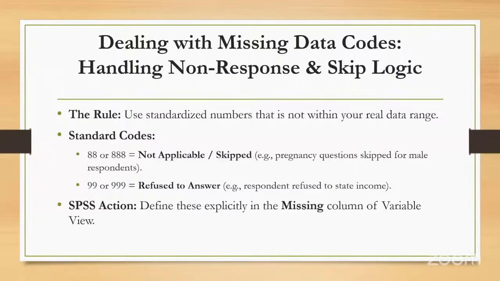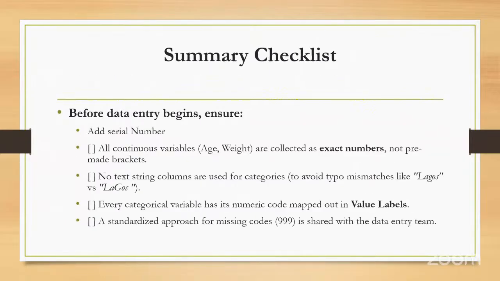Okay. Then, of course, as you are ending, you should also do a summary checklist. Before your data entry begins, ensure that you've added your serial number. Why it's always good to have a serial identification number is so that as you enter your questionnaire, you can always revert back when you start doing your data cleaning and data preparation and notice some numbers that are too high or don't make sense and you want to revisit.